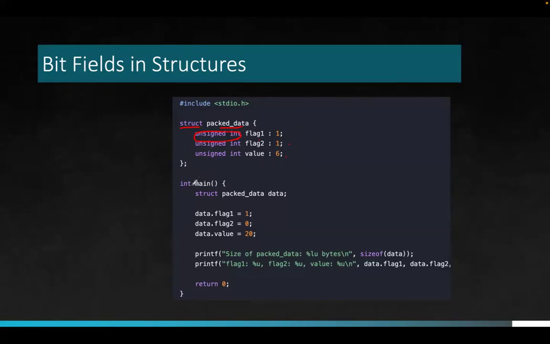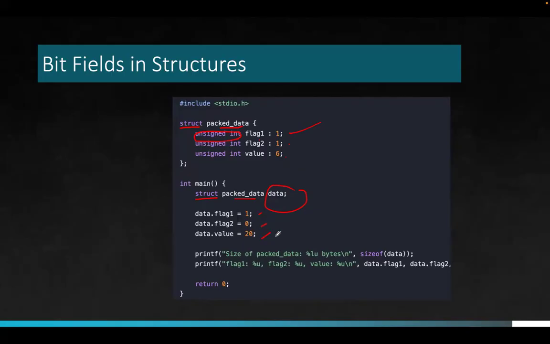Now, in the main function, struct packed data. This is the packed data structure, and we are creating a variable for this structure, data. To access the members, I can use the dot operator, since it's not a pointer or reference. So data.flag1. I assign flag1 equal to 1, flag2 equal to 0, value equal to 20.